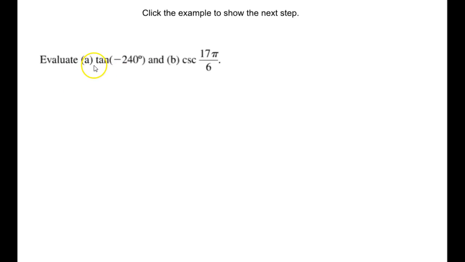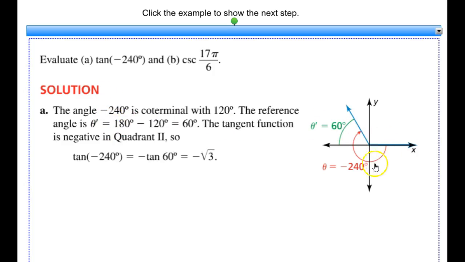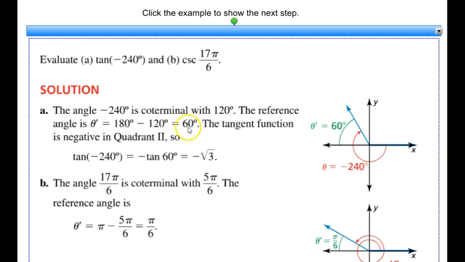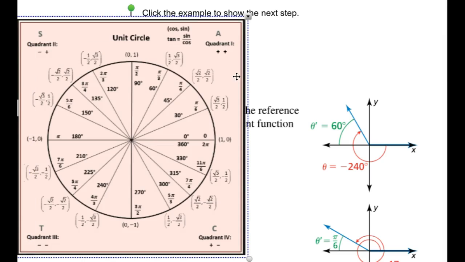Okay, so I want to evaluate the tangent of a negative 240 and then this cosecant of 17 pi over 6. So we can follow those steps, or you can use your unit circle, either way. So first let's follow the steps that were given. Okay, so first I find my angle of a negative 240, which here we go, is coterminal with 120, right? So if I go a negative 240, here we go. So my reference angle is 60 degrees. So the tangent here is going to be a negative tangent of 60 degrees, which is a negative square root of 3.